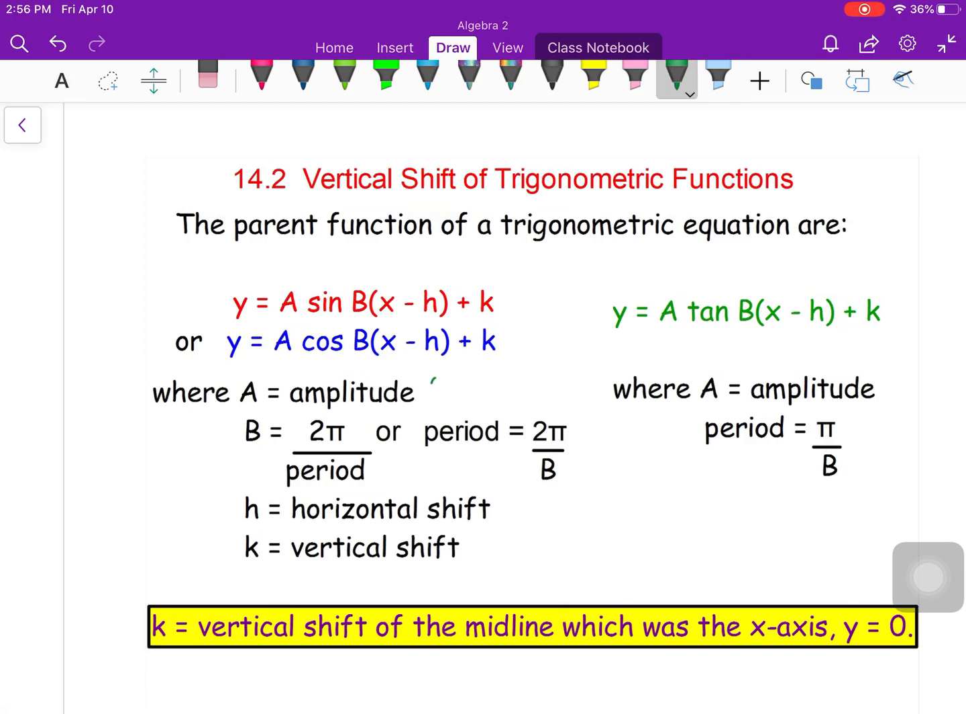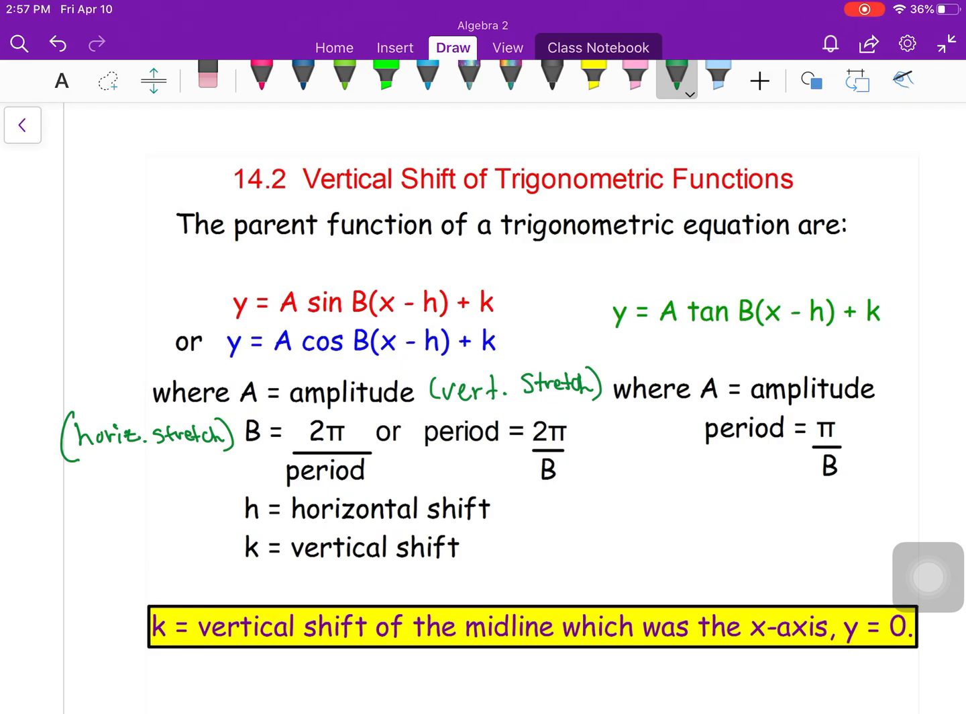Remember, a was our amplitude, which was our vertical stretch. b was our horizontal stretch. A normal period of sine and cosine was 2 pi. So to get b, you take 2 pi divided by the period. Or vice versa, to get the period, you take 2 pi divided by b.